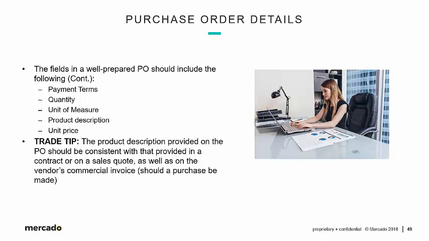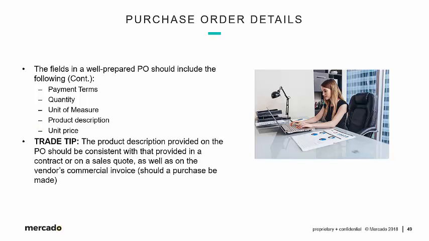Product description, super important. What exactly are we buying? And not only a product description, but perhaps a model number, too. And then the unit price, the price of the item or product at the door of the factory. Not to be confused with landed cost that we've talked about so much.